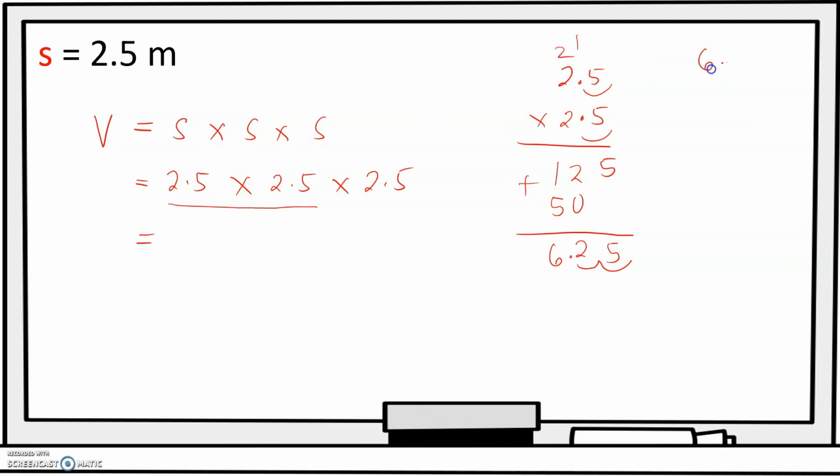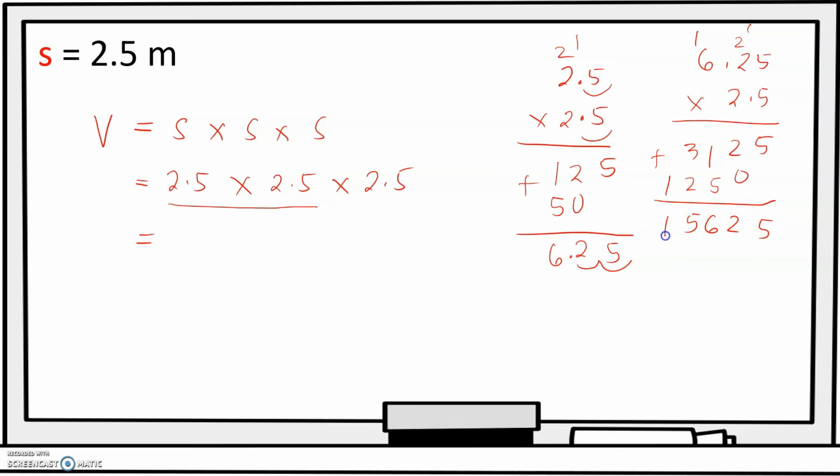So we still need to multiply 6.25 by another 2.5. So 5 times 5 is 25. 5 times 2 is 10 plus 2, that will give us 12. 5 times 6 is 30 plus 1, that's 31. Then 2 times 5 is 10. 2 times 2 is 4 plus 1, that's 5. 2 times 6 is 12. Again, we add the partial products. So we'll have 5, 2, 6, 5, and 1.